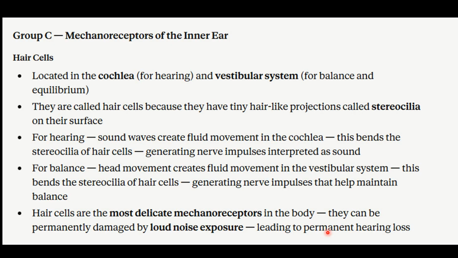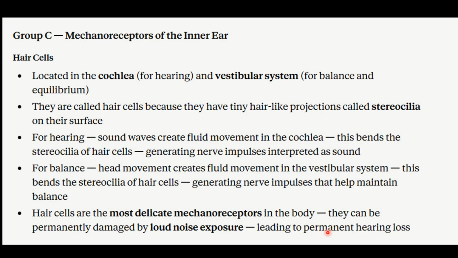Now we'll talk about the third group, which is the mechanoreceptors of the inner ear, and this is the last. I know the session is lengthy, but we need to cover all these things together so that you can relate the things. Now we are on group C, the last group, which is the mechanoreceptors of the inner ear. Hair cells. Yes, they are located in the cochlea for hearing and the vestibular system for balance and equilibrium.